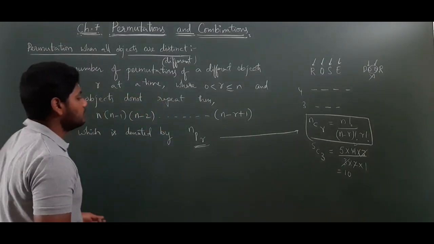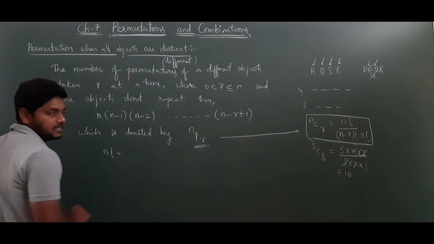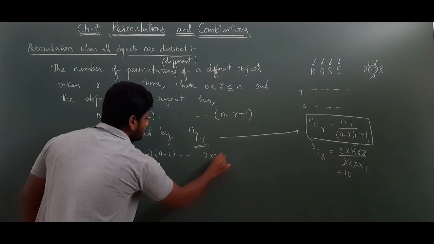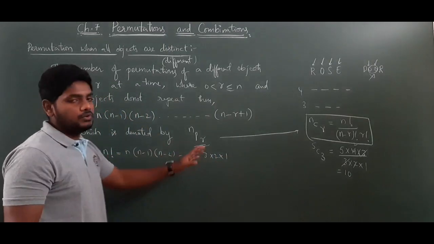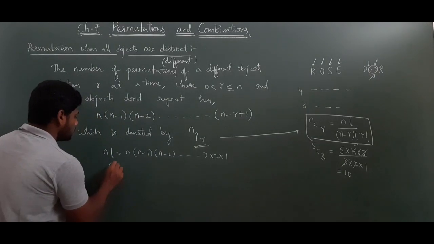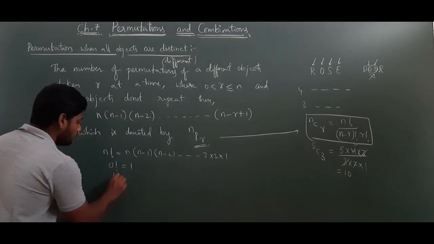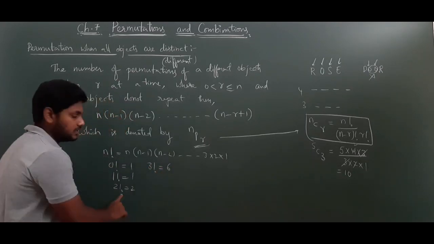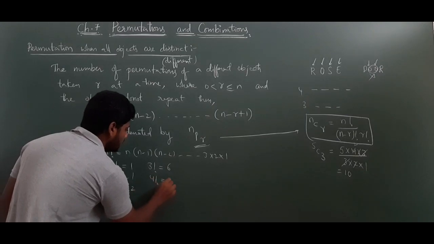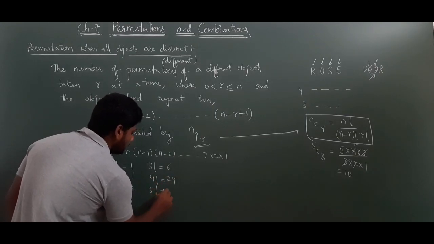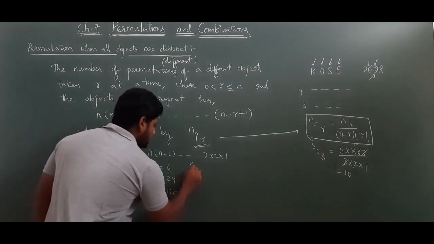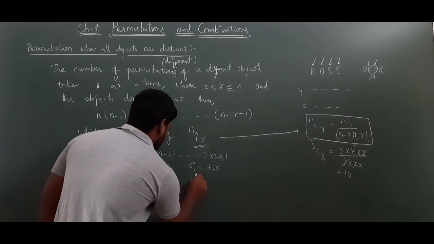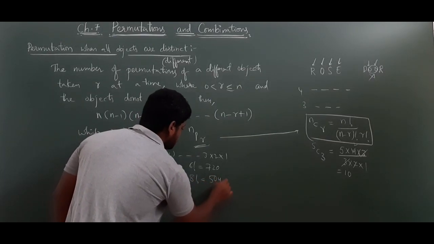Already we have discussed factorials. What do you mean by factorial? For example, how will we write n factorial? n into n minus 1 into n minus 2, and so on up to 3 into 2 into 1. We need to decrease up to 1, right? We also have the values: 0 factorial is 1, 1 factorial is 1, 2 factorial is 2, 3 factorial is 6, that is 3 into 2, 4 factorial is 24, 5 factorial is 120, and 6 factorial is 720, right?